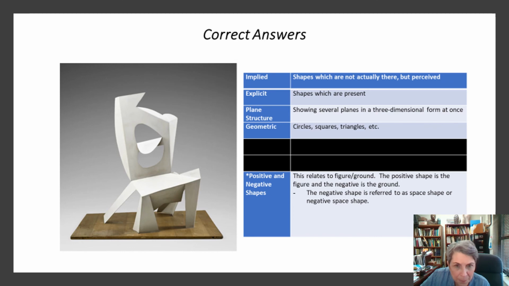Yeah, so you do see implied, explicit, planular structure. These are geometric and positive and negative. I would still say it could be invented, though. I wouldn't call that obviously organic, though.